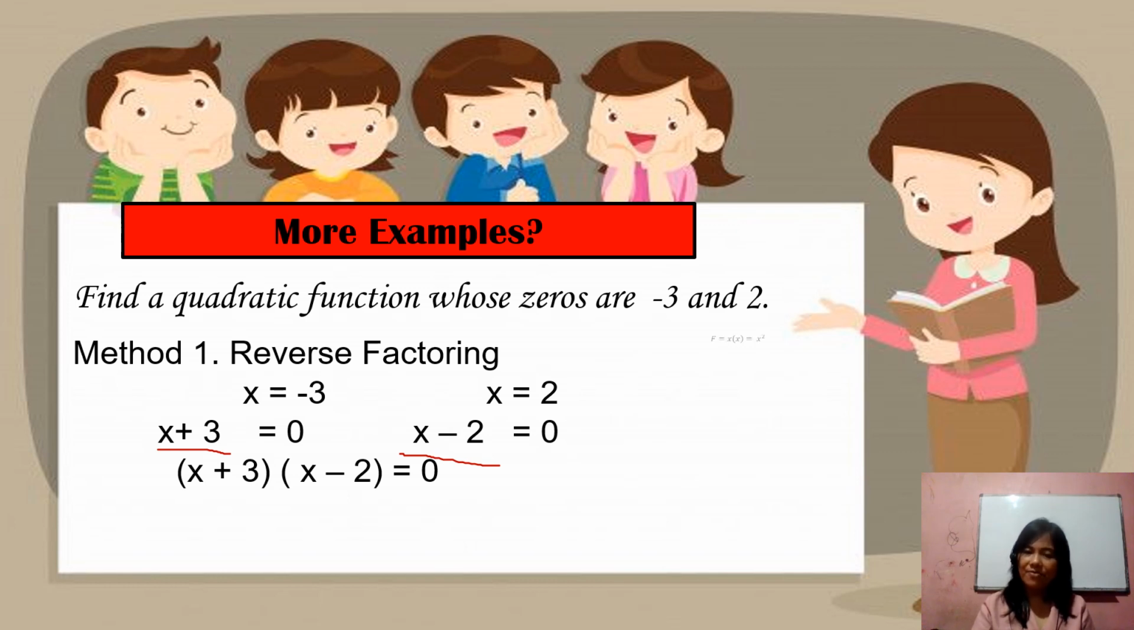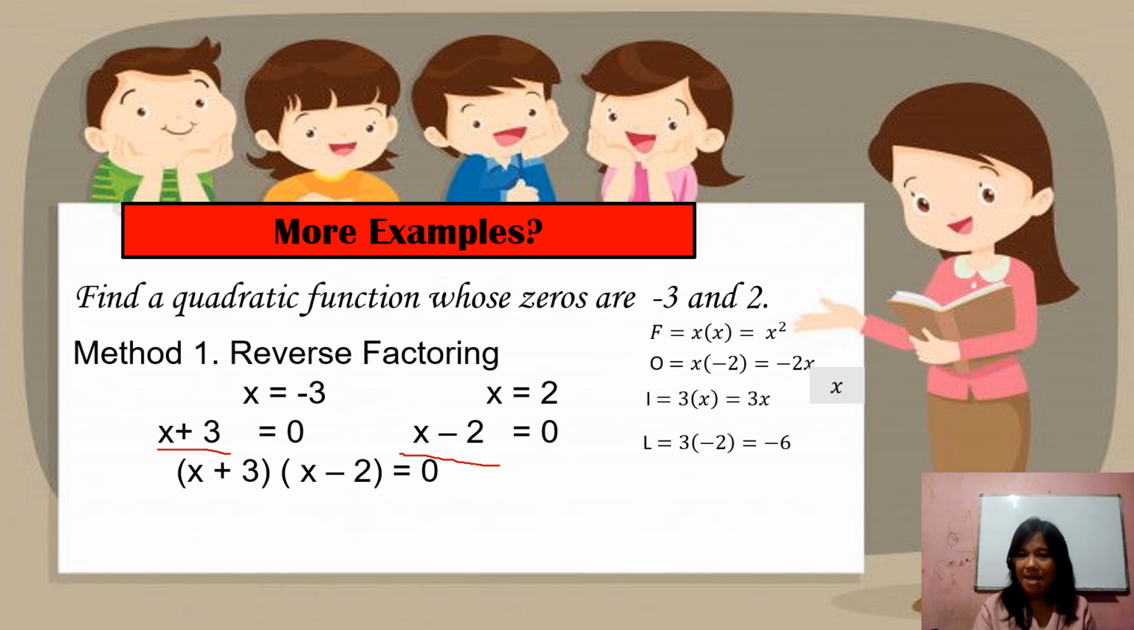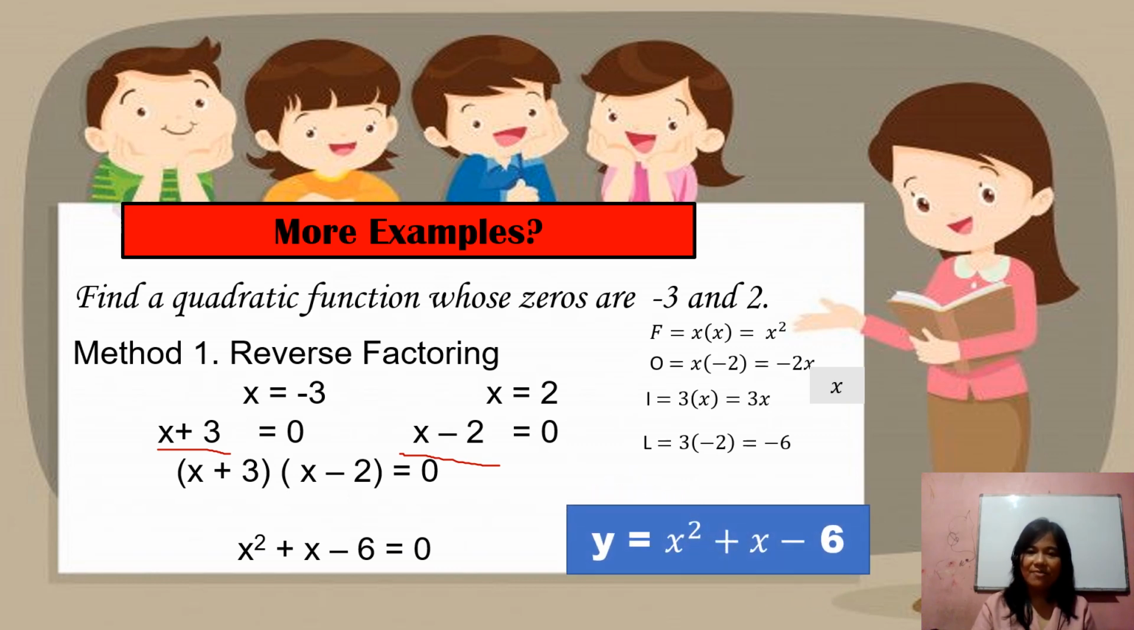So, mag-FOIL ka na. Okay, pag-isahin mo yung outer tsaka inner terms. So, x. Yan. Tapos, ito na yung magiging sagot mo. X squared plus x minus 6 equals 0. Palitan mo yung 0 ng y, then meron ka ng quadratic function na x squared plus x minus 6. Yan. Review lang siya, diba?